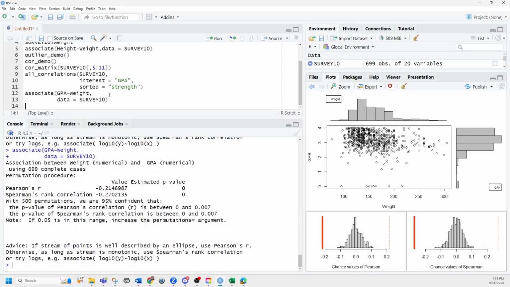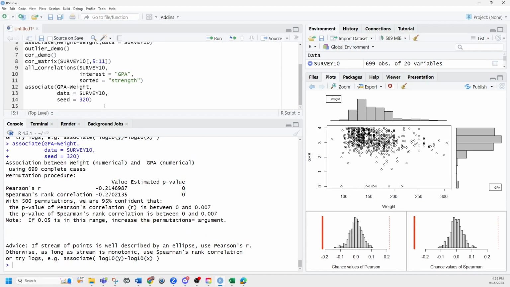But if I remove the seed and run the code again, you'll notice the histograms are changing. The value of correlation won't change, but the p-value could change. Now, these results are pretty conclusive, so our p-value is not changing because the permutations are so far away from it. But with the seed, you get the same replication of results. So here we are with the same results.